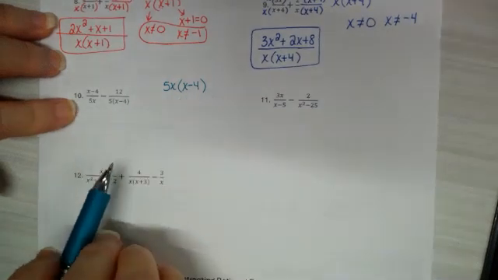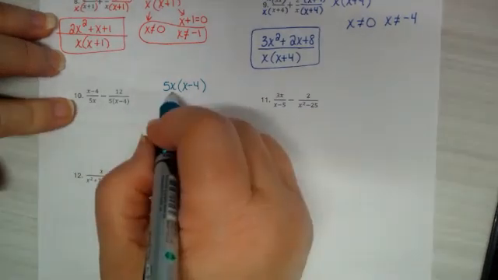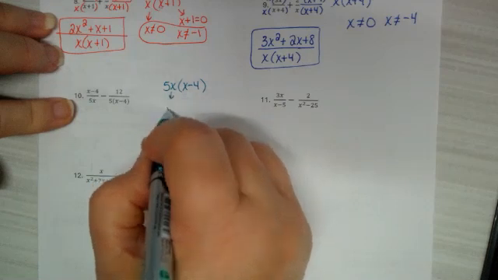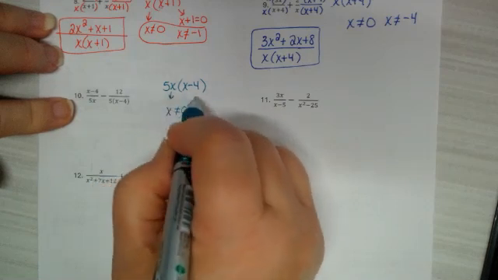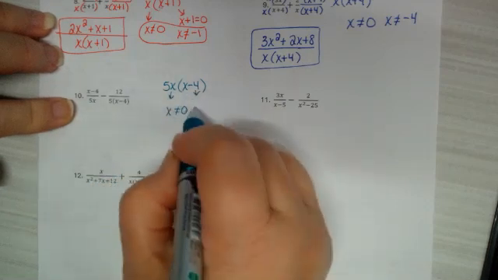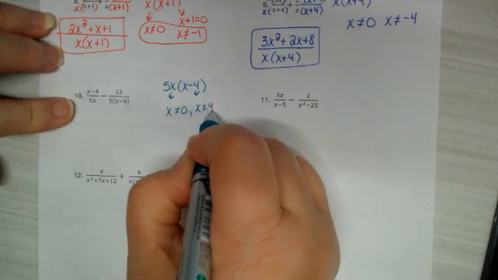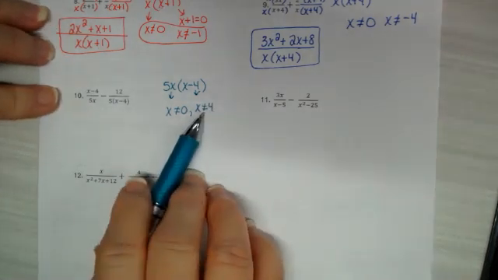Now, what would my restrictions be? Well, what makes this part equal 0? That'd be 0. And what makes this part equal 0? That would be 4. Those are my restrictions.